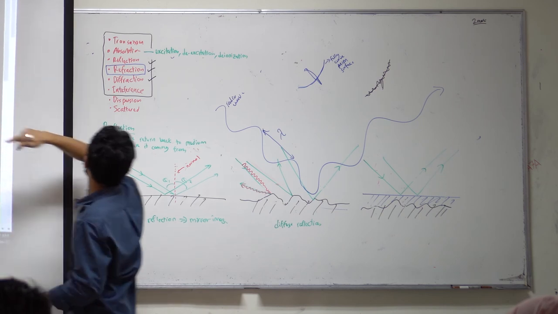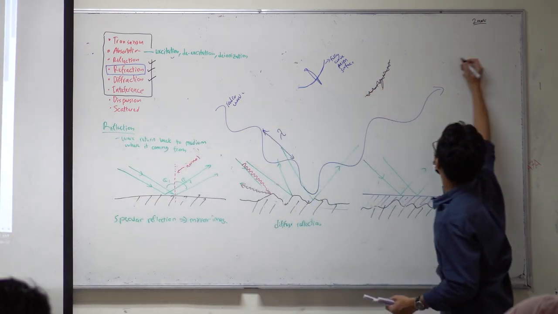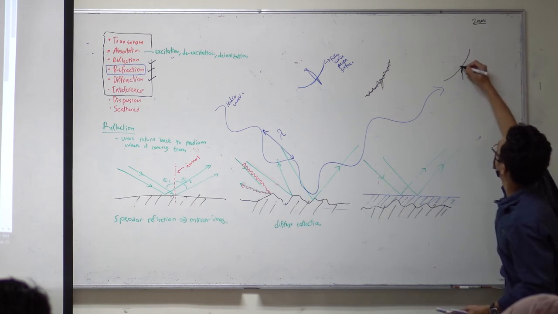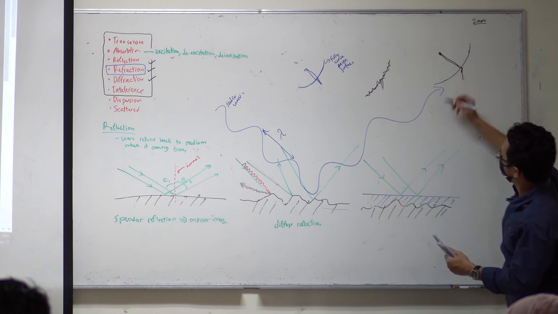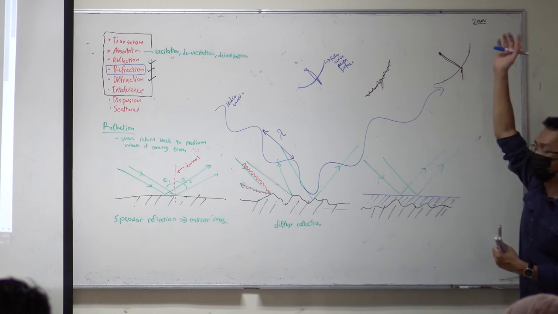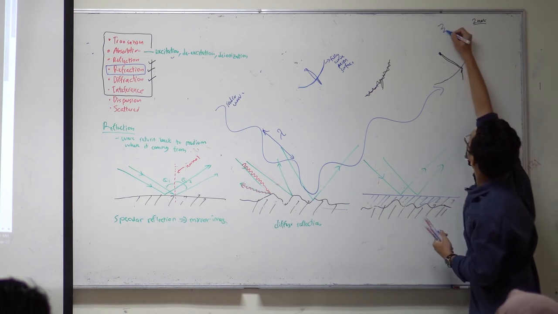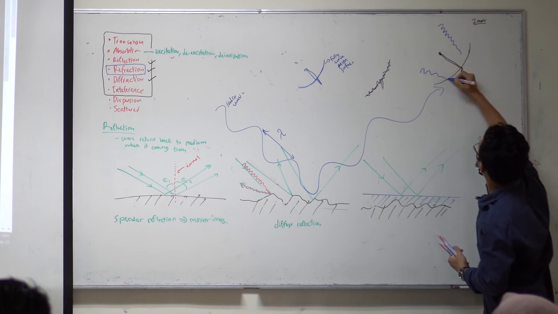So the idea for this dish is basically you have this. The radio wave coming from the star or whatever comes here, and then it will reflect back to here.